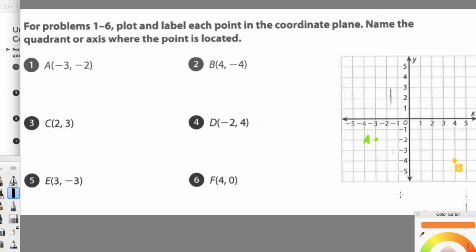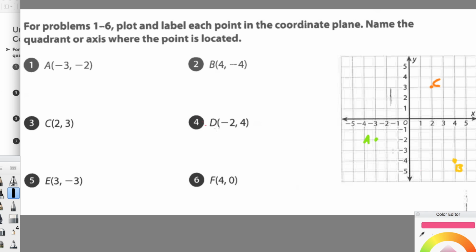Now let's go to letter C. 2, 3. Again, I start in the middle. My 2, where am I going, left or right? Where's my 2? To the right side, right here. Now 3, where is it, up and down? Bottom 3, nope, it's up here. Right here. And that would be my C.